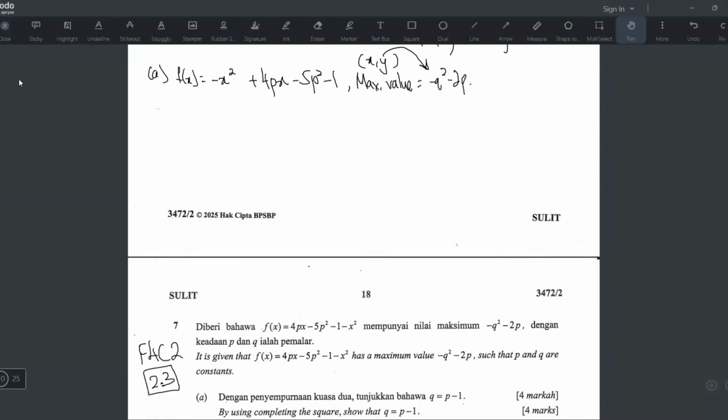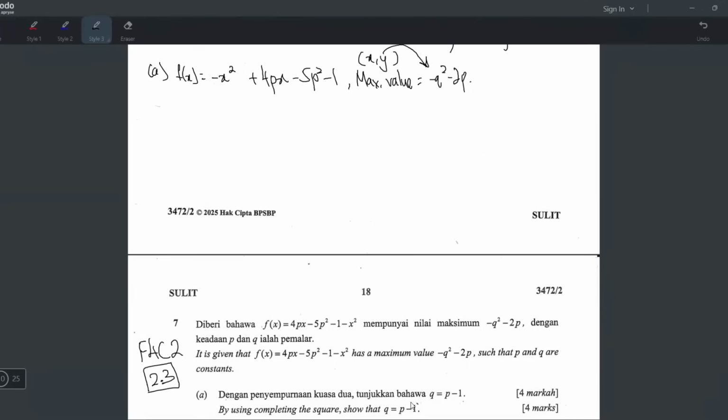Okay, it's a show question again. That means this is your final answer. q equals p minus 1. It means I cannot use this as information. I have to do it myself and find the q myself and make sure my q answer is the same as this.